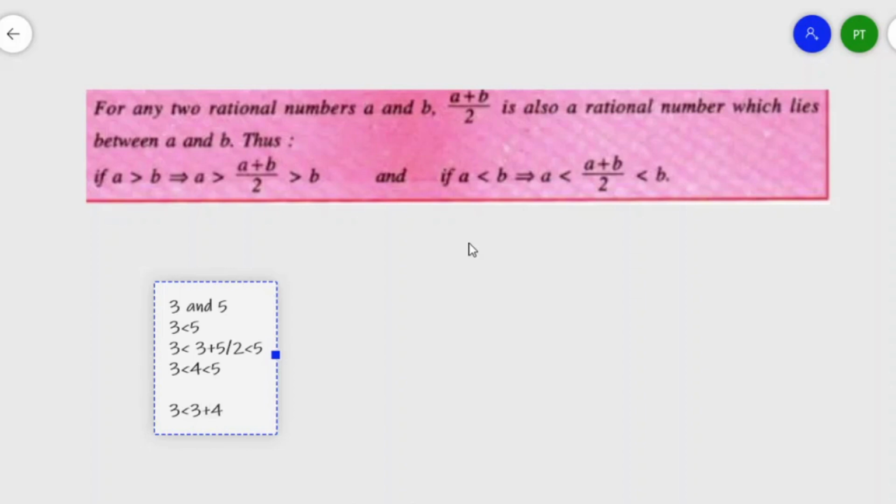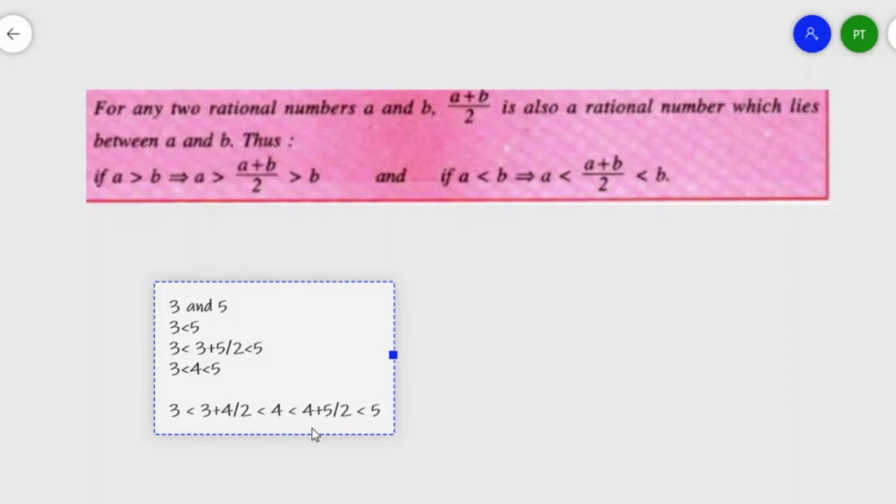3 plus 4 by 2, again that's less than 4. Why are we writing 4 here? Because between 3 and 4 comes this one, that's why we are doing it this way. And again less than 4 plus 5 by 2, again that's less than 5. So I'll put some space here so you can understand even better. Okay, so I hope that's clear. So 3 is less than 3 plus 4 by 2, then again less than 4, again less than 4 plus 5 by 2, less than 5.